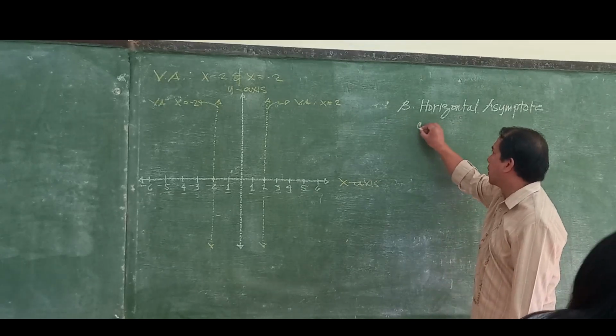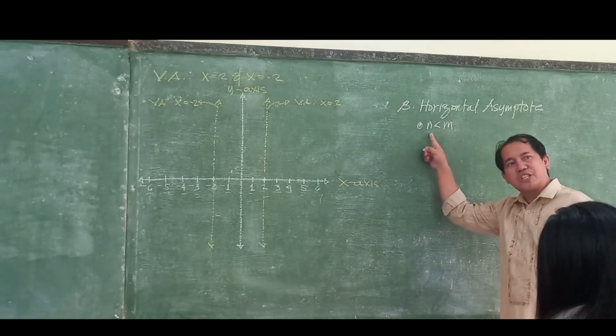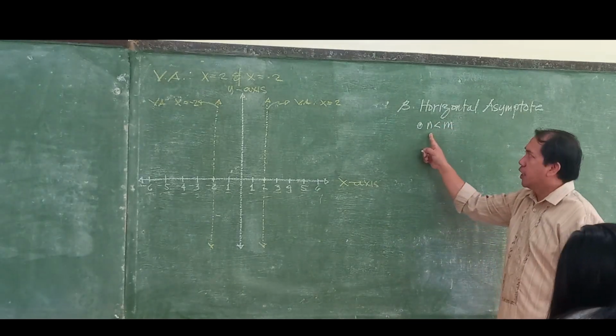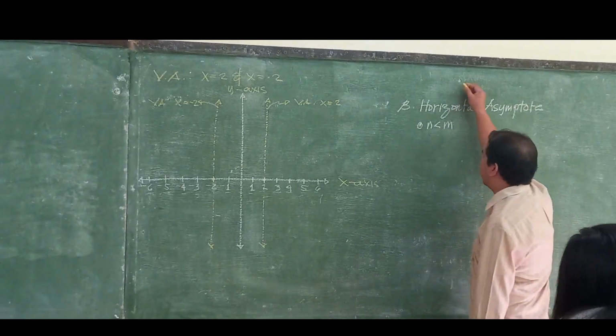The first condition is that n must be less than m. If your exponent in the numerator, let's copy the function in here. What is our function?